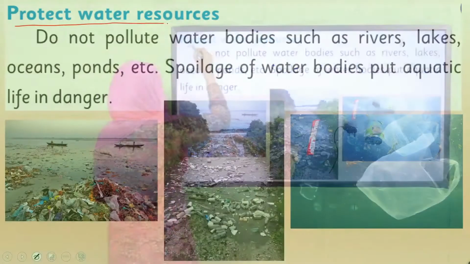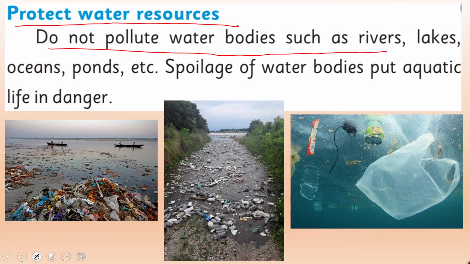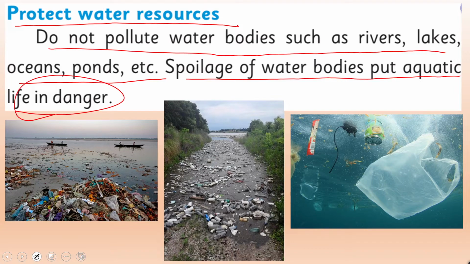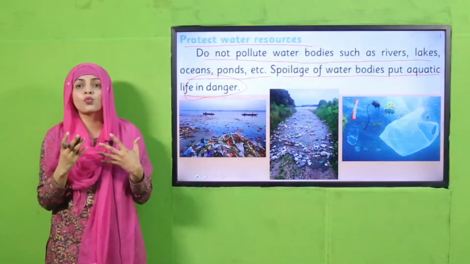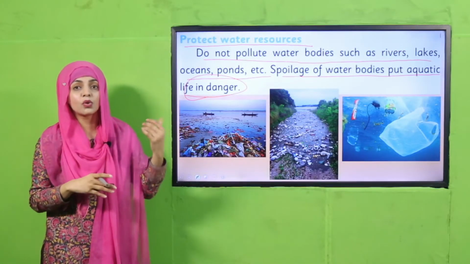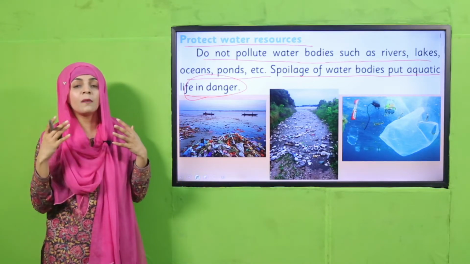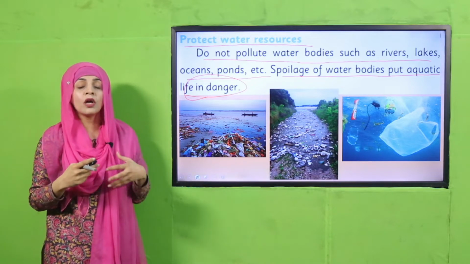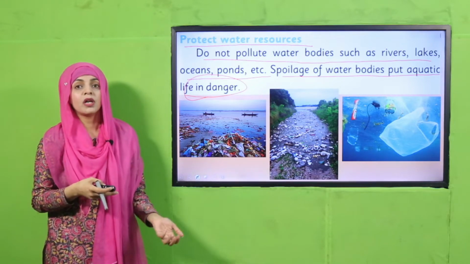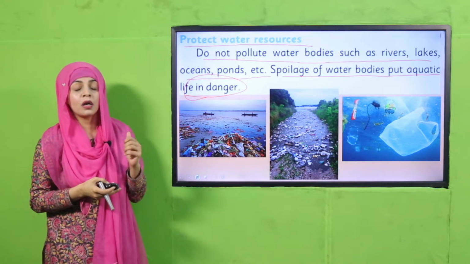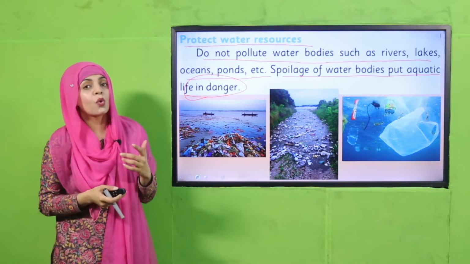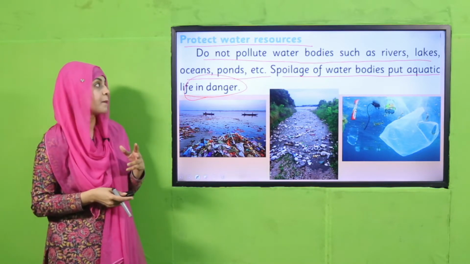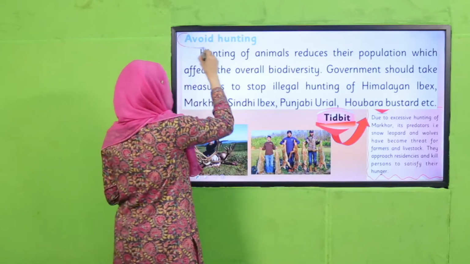Then protect water resources. Do not pollute water bodies such as rivers, lakes, oceans, ponds, etc. Spoilage of water bodies puts aquatic life in danger. So, human beings, what they do is they dump their garbage into the water bodies. Even the ships on the oceans and seas, what they do is their oil spills into the water, which affects the underwater life a lot. So we must not do that. We must avoid it. Next is avoid hunting.